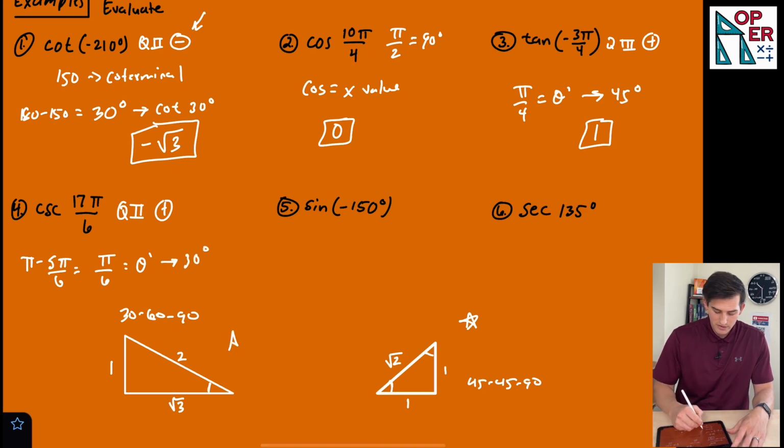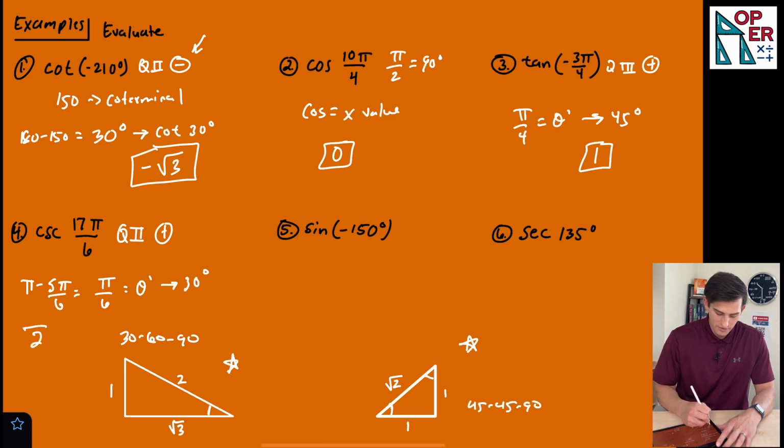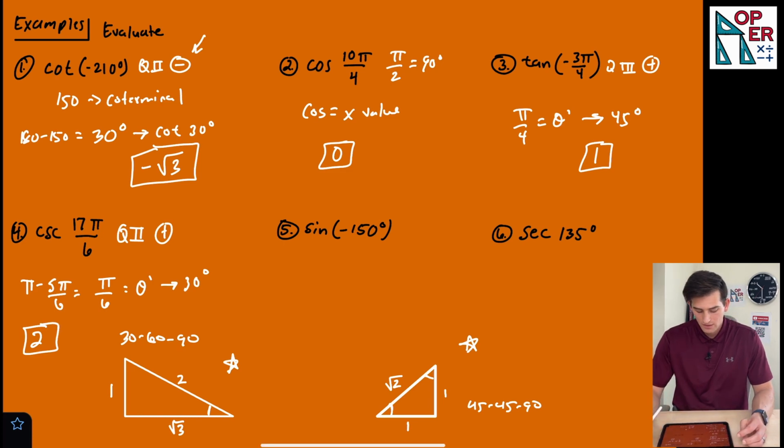So now we can look at our special 30, 60, 90 right triangle. And we're going to look at cosecant, which is the reciprocal of sine. Sine of 30 would be 1 over 2. So in this case, our answer would just be 2. All right. And number 5, sine of negative 150.